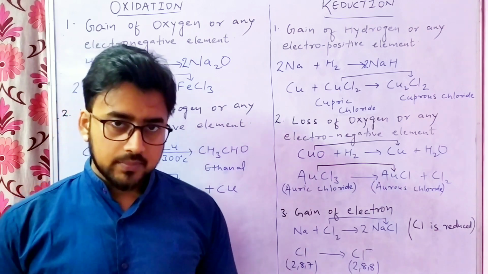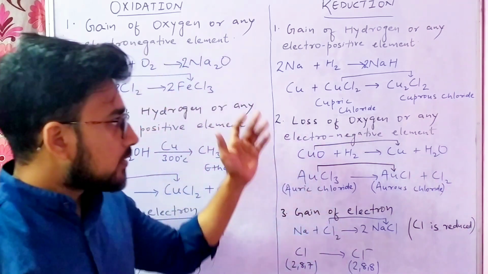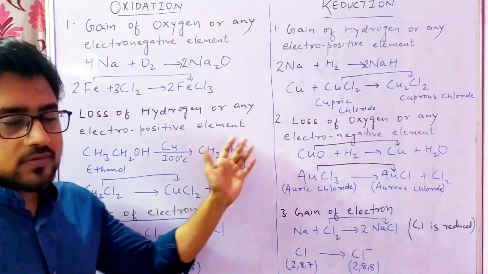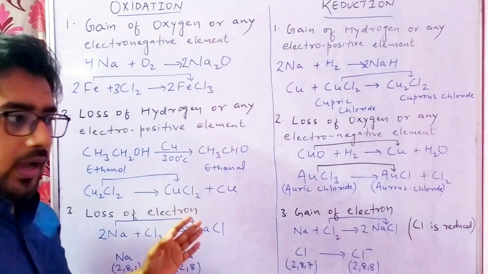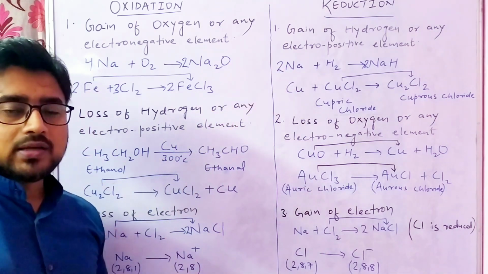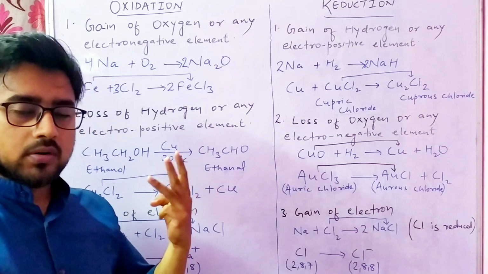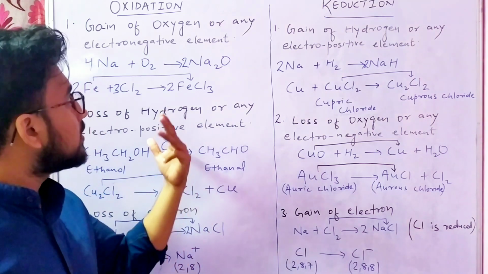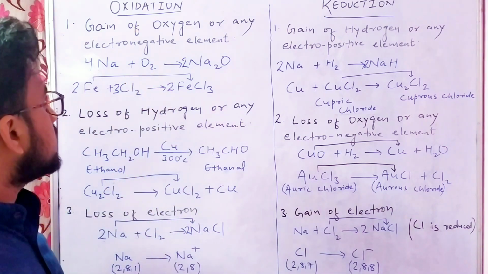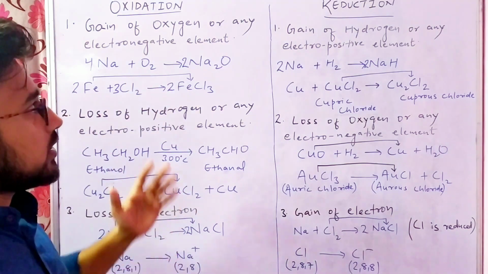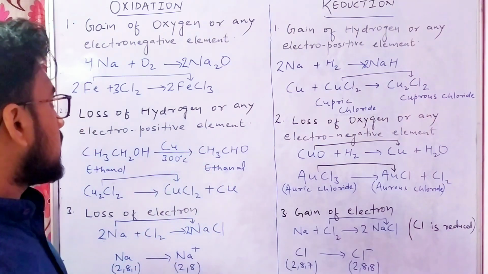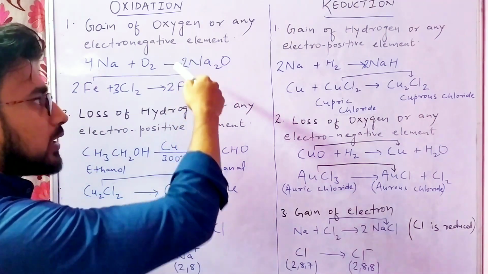So let's start. Oxidation and reduction: as you can see on the board, I have divided this into two parts. The first part I'm going to explain is oxidation, and then reduction. In class 10th there are mainly three important points on which we will discuss oxidation as well as reduction. The first point: what is oxidation? It is the gain of oxygen or any electronegative element.